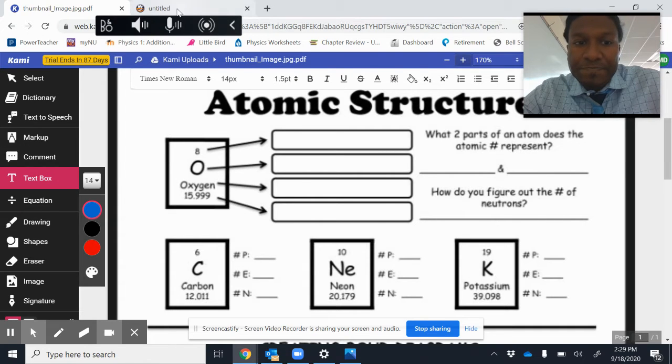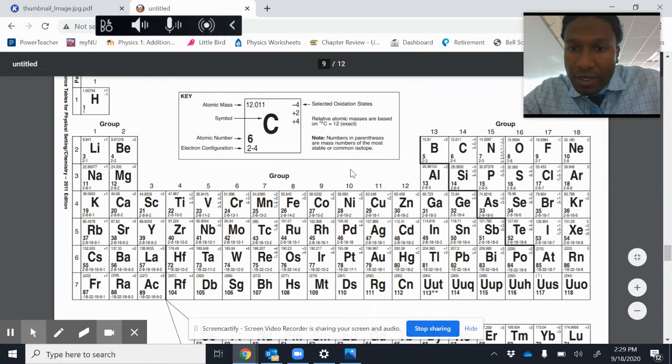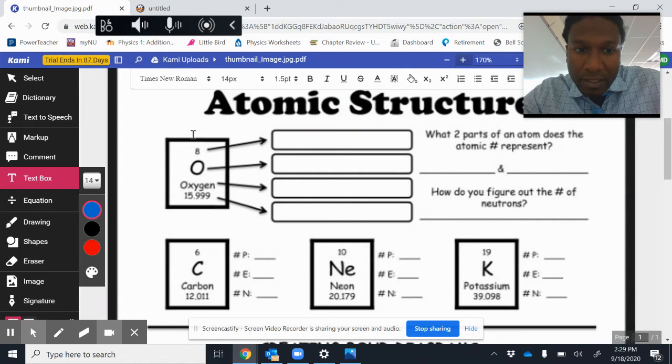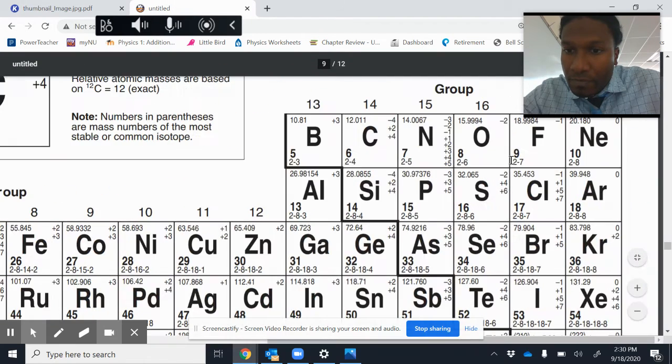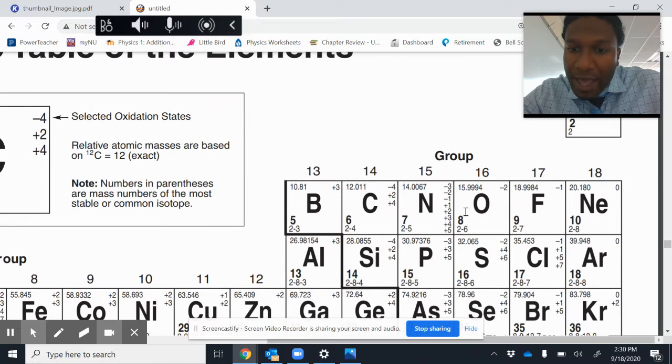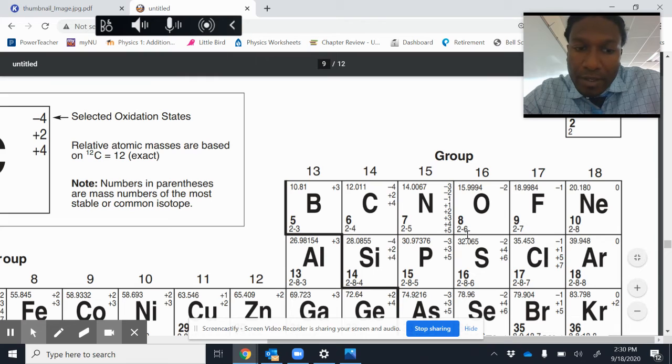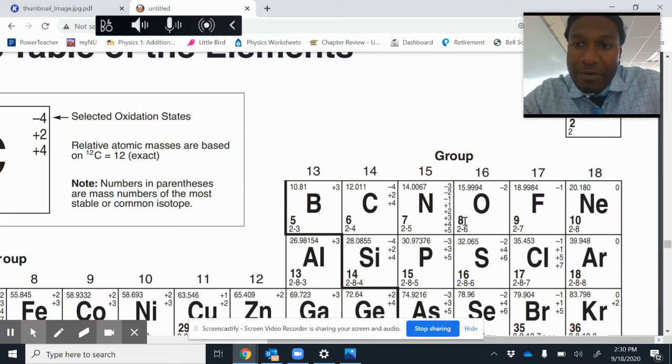So for oxygen, they wrote it a little differently. Okay. So let's check out the element oxygen. Let's find it. Okay. It happens to be right here. This number 8 is the atomic number, but it's also the number of protons.